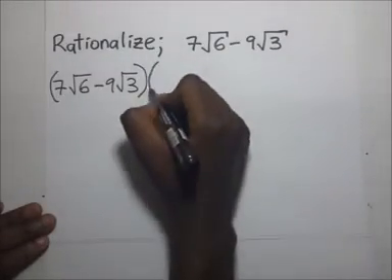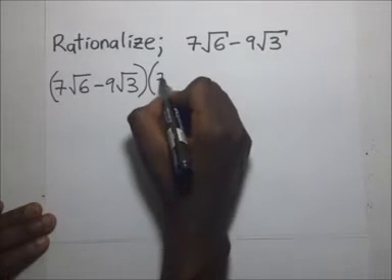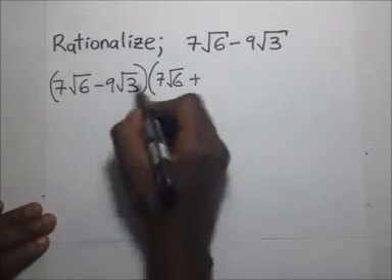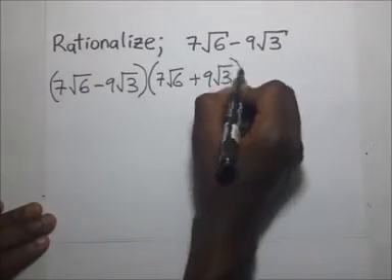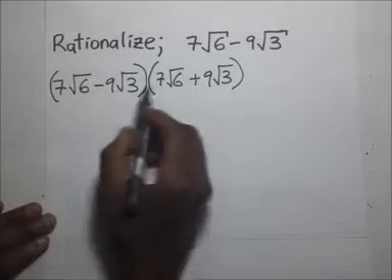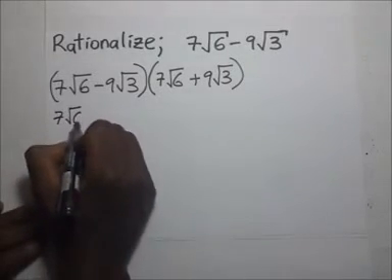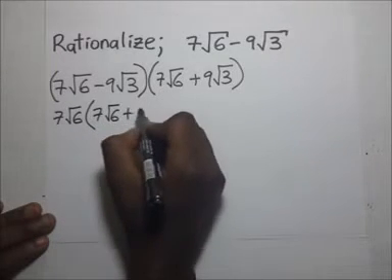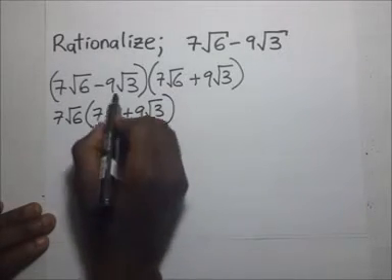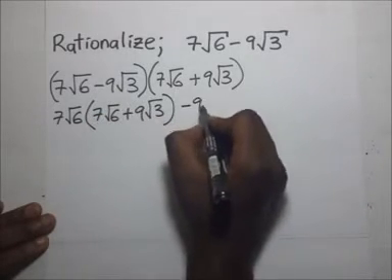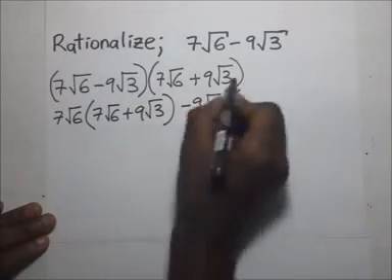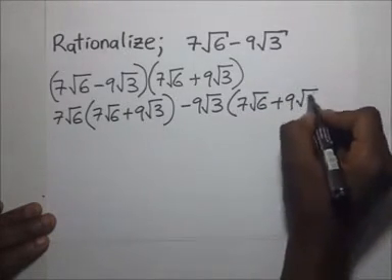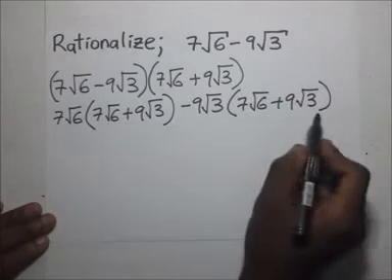So we multiply this with its conjugate, which is going to be 7 root of 6 plus 9 root of 3. So when you open this bracket, it's going to be 7 root of 6 multiplied by that, which is 7 root of 6 plus 9 root of 3, then minus 9 root of 3 multiplied by this whole thing, which is 7 root of 6 plus 9 root of 3. So we go ahead and open brackets.